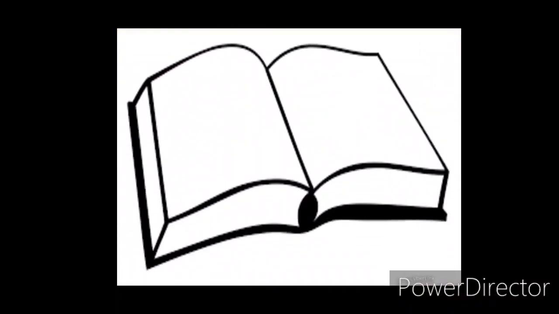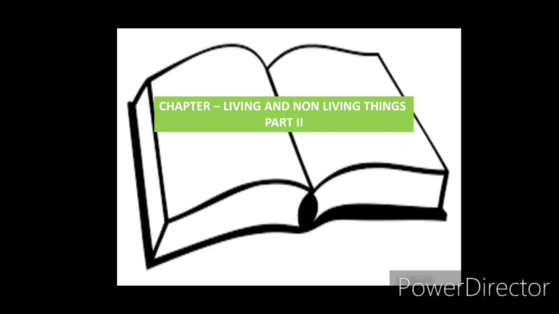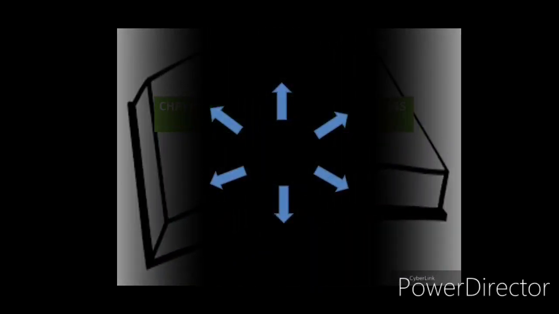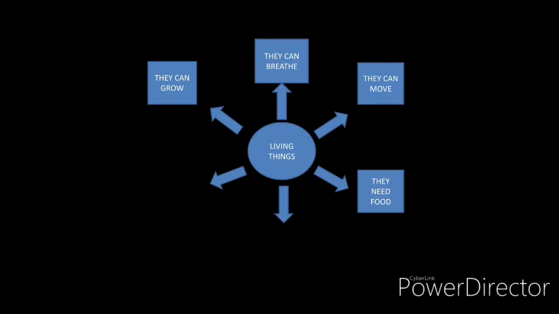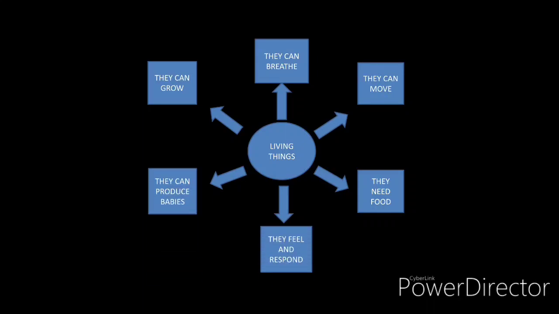Let's begin with our topic, living and non-living things. Before moving further in the chapter, let's revise some points that we have already learned. We have learned some characteristics of living things like they can grow, they can breathe, they can move, they need food, they feel and respond, and they can produce babies.